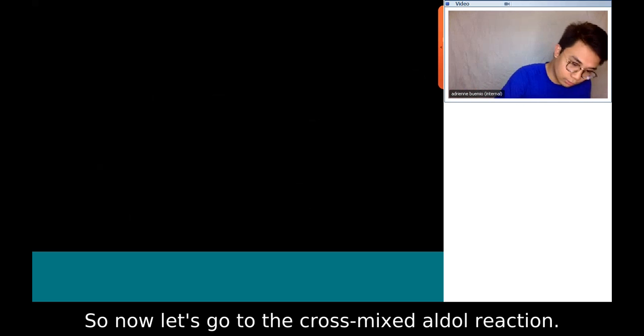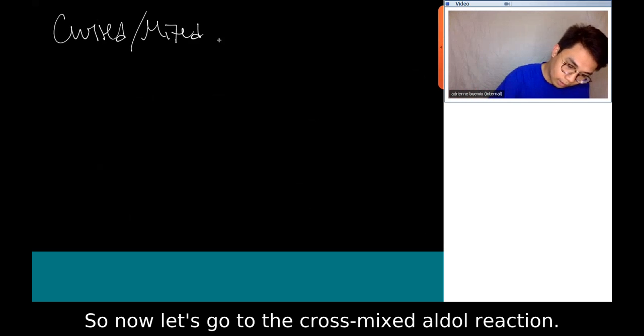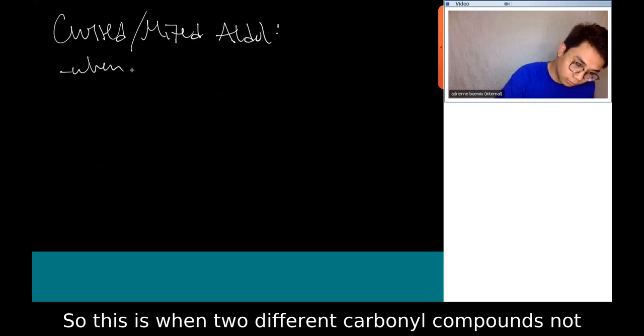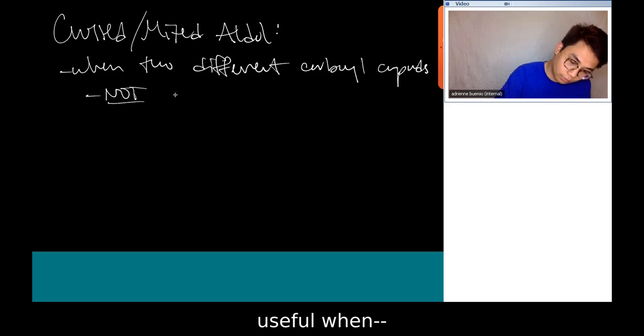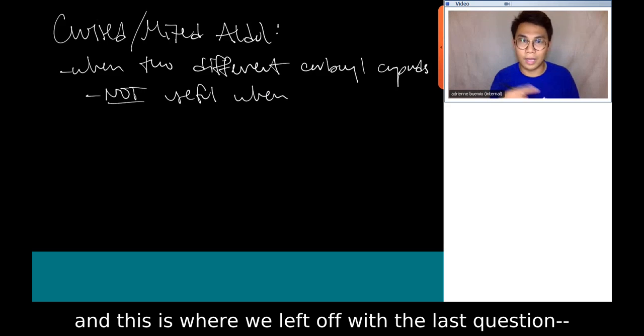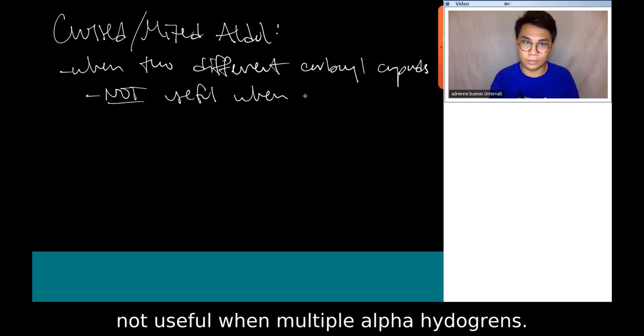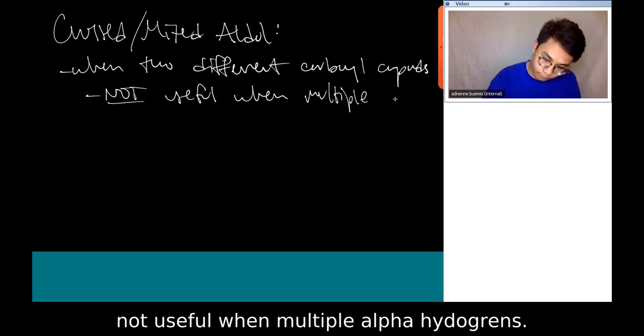So now let's go to the crossed, mixed aldol reaction. So this is when two different carbonyl compounds, right? Not useful, and this is where we left off with the last question, right? Not useful when multiple alpha hydrogens.